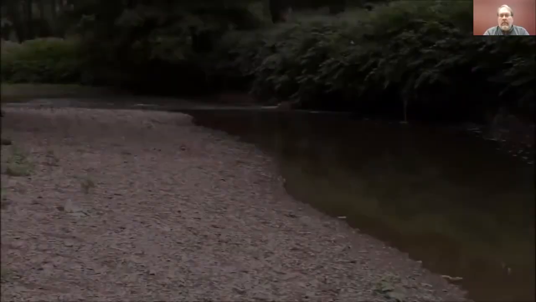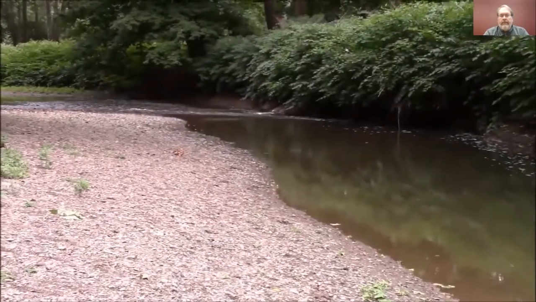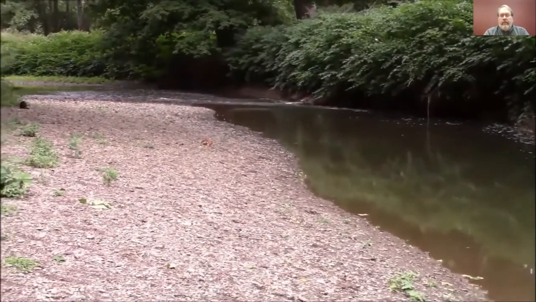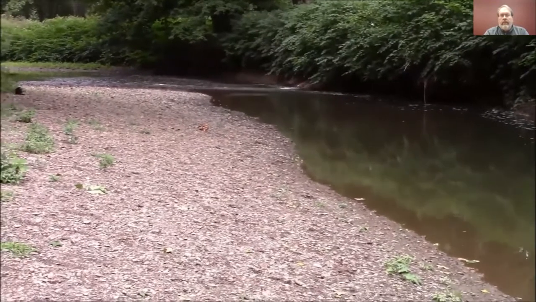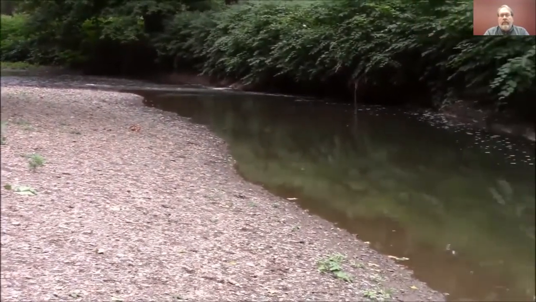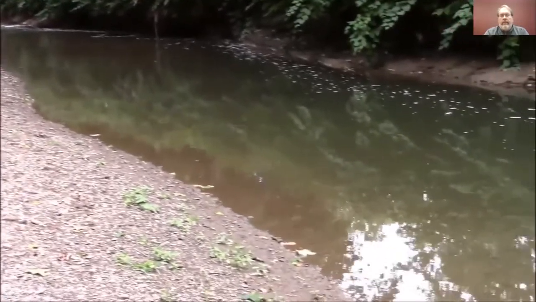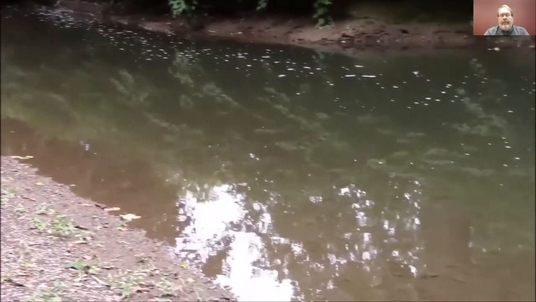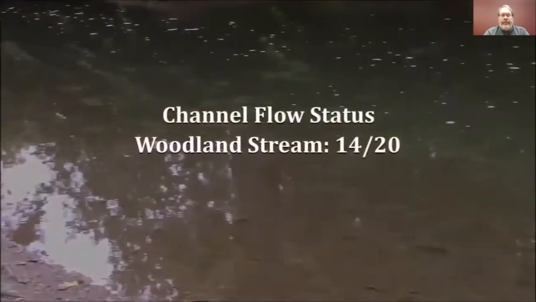Now for the woodland stream. The stream channel is largely filled and has a steady flow rate. However, the water level has gotten somewhat low, likely due to consistently dry weather over the summer months. It has been a very dry summer. Verdict: suboptimal, 14 out of 20.